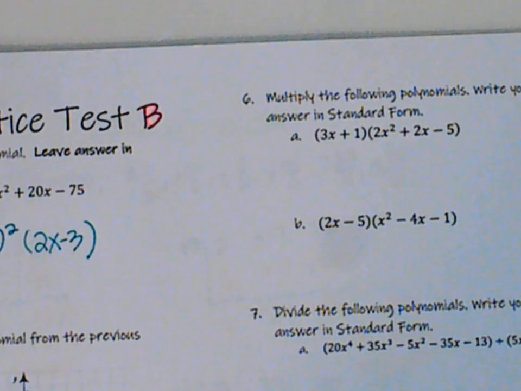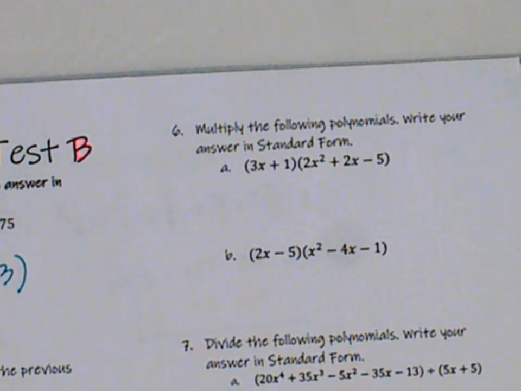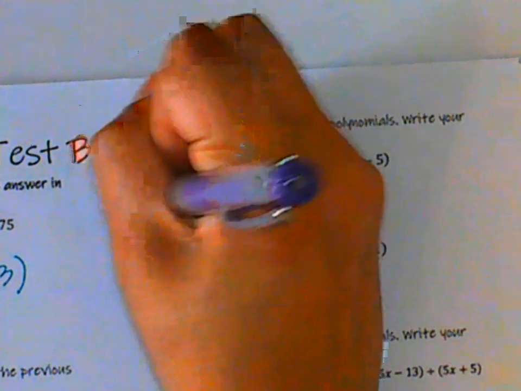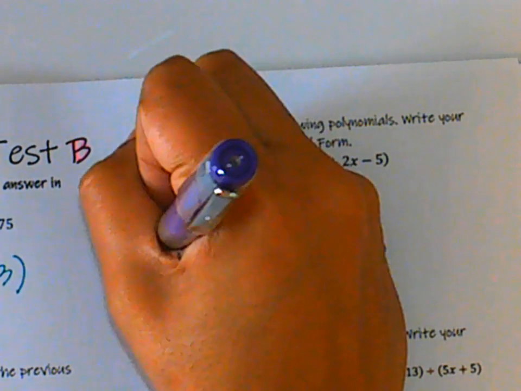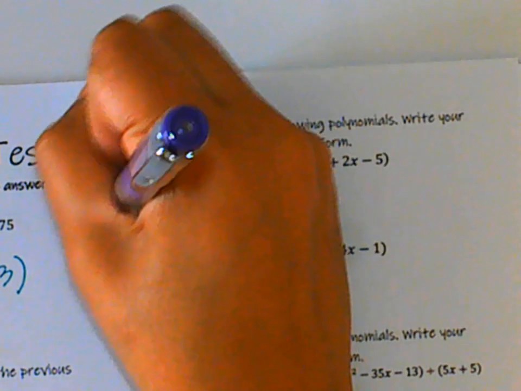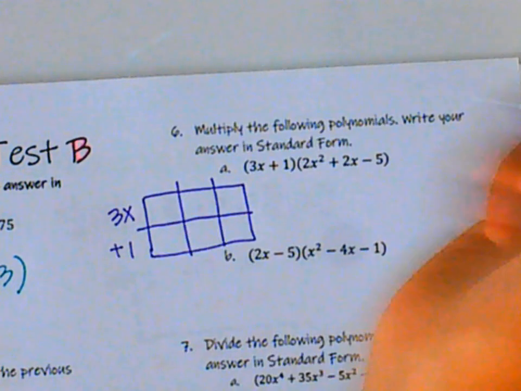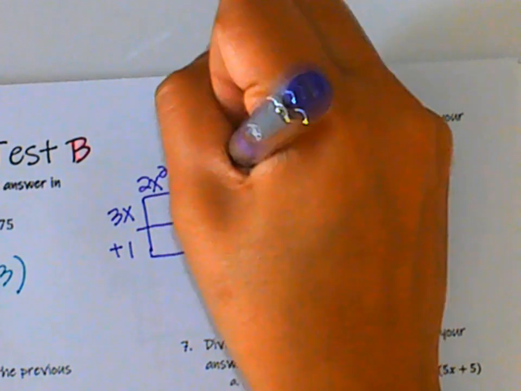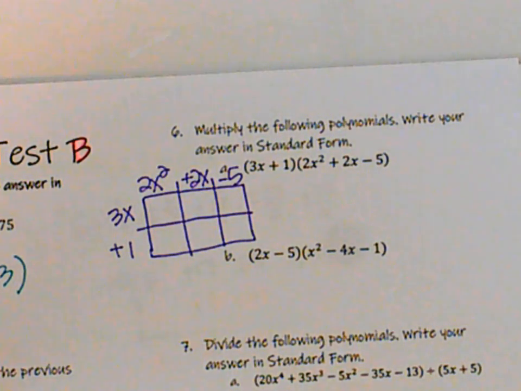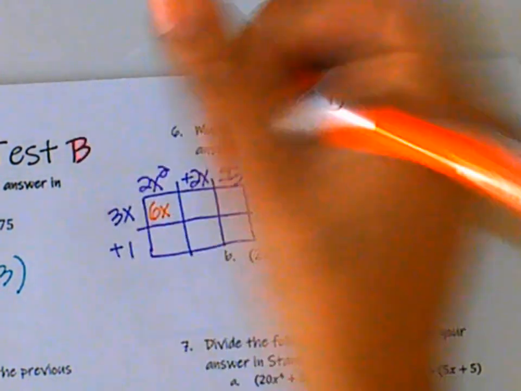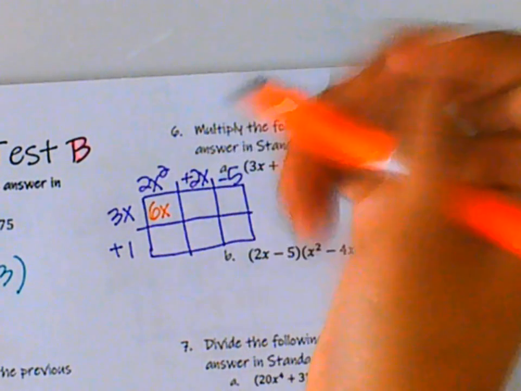Multiply the following polynomials, write your answer in standard form. So again, I'm just going to do one of them. And I'm going to do mine using the area model. Some of you guys prefer distribution, and that's fine. You can do that. Okay, so with this, you want to multiply. Remember that when you multiply, you're adding the exponents together. So this is a 1 plus a 2 gives me a 3.